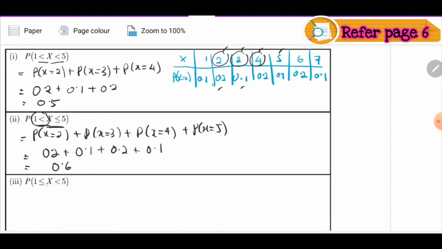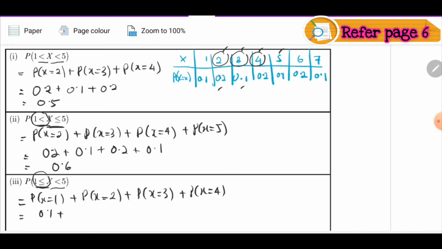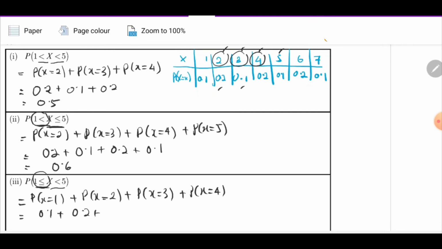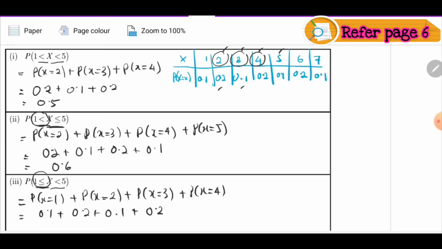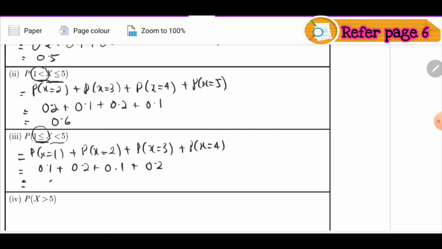Okay, question number 3. Find the probability when x is less than 5 but greater than or equal to 1. So here it means include 1. So we must start from 1 until 4. So P(x=1) plus P(x=2) plus P(x=3) until P(x=4). When x equals 1, the probability is 0.1. When x equals 2, the probability is 0.2. When x equals 3, the probability is 0.1. And when x equals 4, the probability is 0.2. So the answer is 0.6.